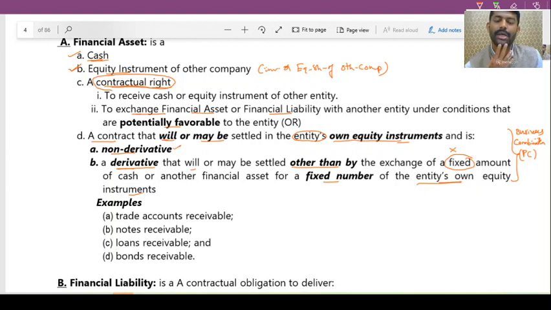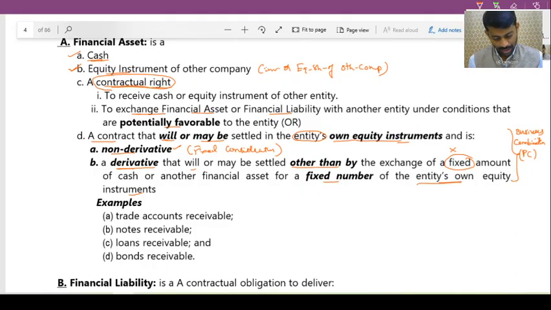Are you understanding? Fixed. Correct? Yes, sir. Fixed consideration. So here you can lock that I am going to give cash or a number of equity shares at this price only. So if it is fixed, it means it's a non-derivative. Got it?